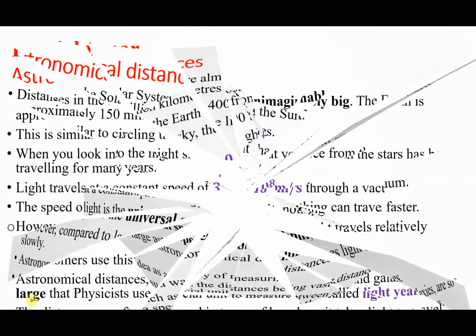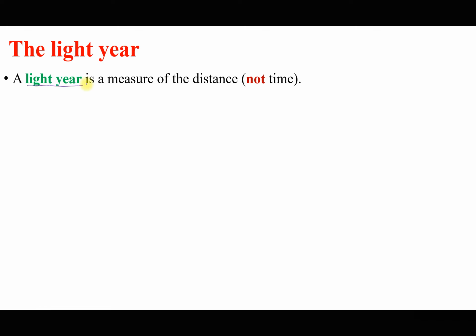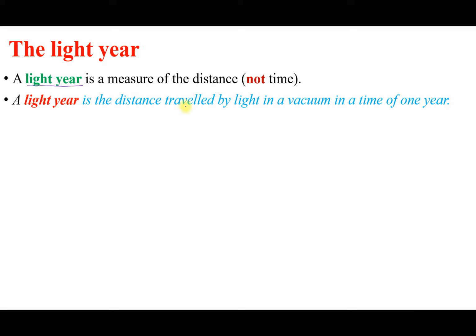So let's talk about the light year in more detail. We have mentioned that a light year is the distance traveled by light in 1 year. A light year is a unit of distance. Unimaginably large distances are converted into a more convenient unit called a light year. So a light year is a measure of distance, it's not a measure of time. We say that a light year is the distance traveled by light in a vacuum in a time of 1 year. The distance traveled by light through space or in a vacuum in a time of 1 year is what we call the light year.